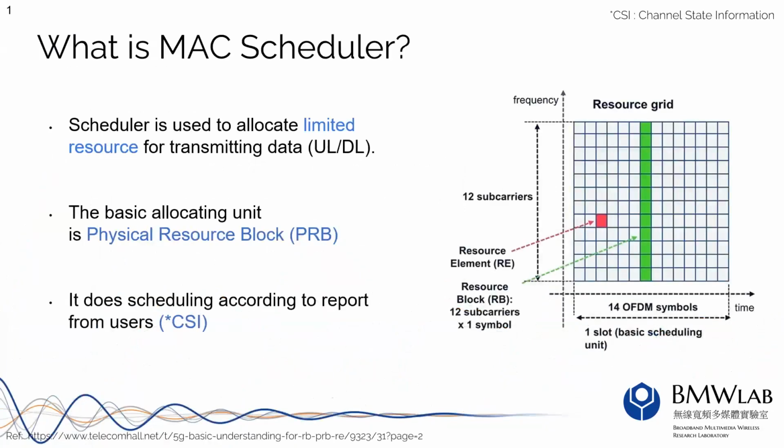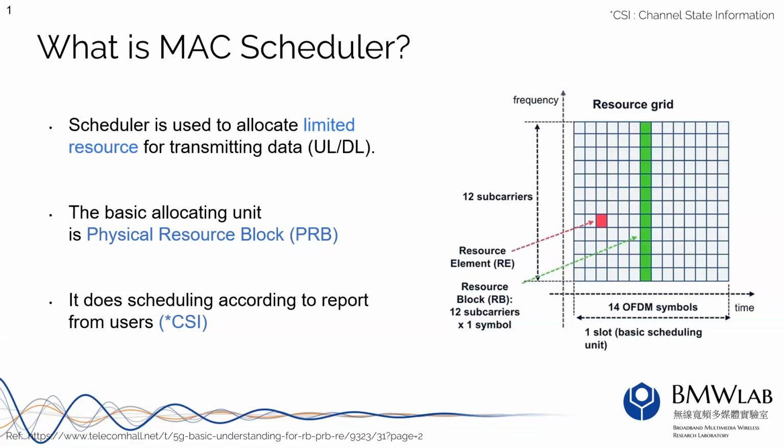So what is the Max scheduler? Actually, the scheduler in a 5G network is used to allocate the limited resources for transmitting data, including uplink and downlink. But what kind of resource is allocated? This resource is called a physical resource block, usually abbreviated to PRB. It's the basic allocating unit for the Max scheduler. And you can see the figure at the right hand side.